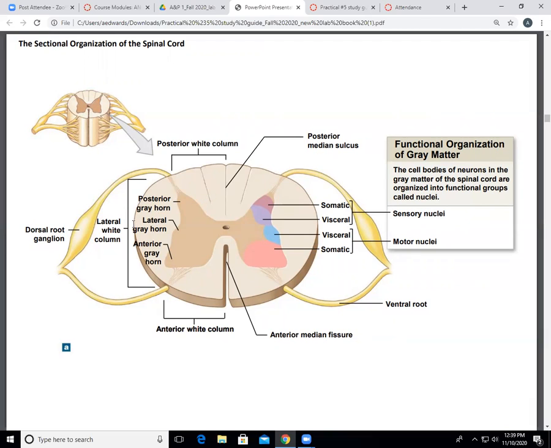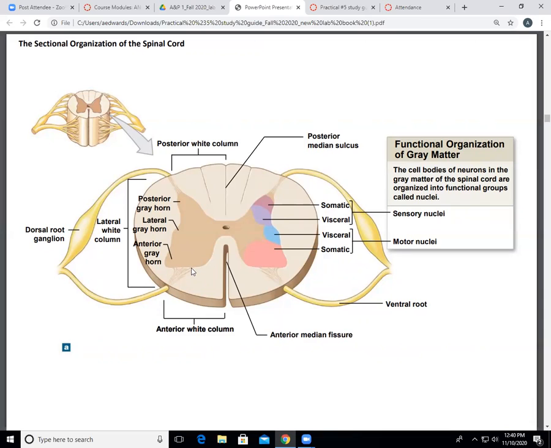All right, we have a lateral white column, on the sides, right? On the sides is lateral. And we have an anterior white column. Now, this big space in between the anterior white columns is the anterior median fissure. Why? Because it's anterior, it's in the front, and it's in the middle, so it's median. It's bigger, so it's a fissure.